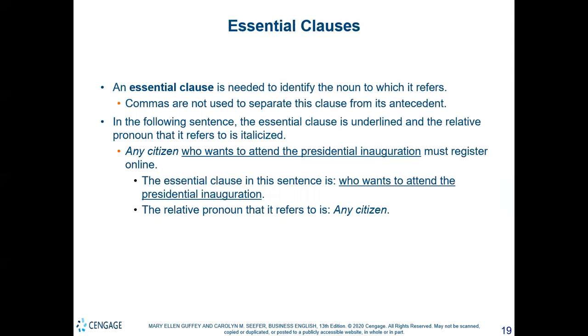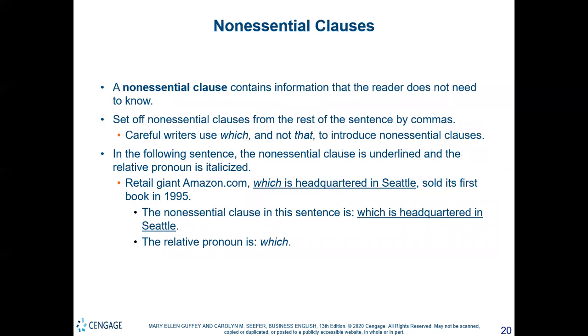Essential clauses. An essential clause is needed to identify the noun to which it refers. Commas are not used to separate this clause from the antecedent. In the following sentence, the essential clause is underlined and the relative pronoun that it refers to is italicized. Any citizen who wants to attend the presidential inauguration must register online. The essential clause in this sentence is who wants to attend the presidential inauguration. The relative pronoun that it refers to is any citizen.